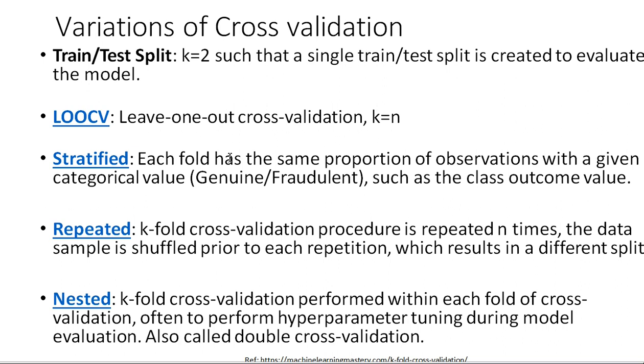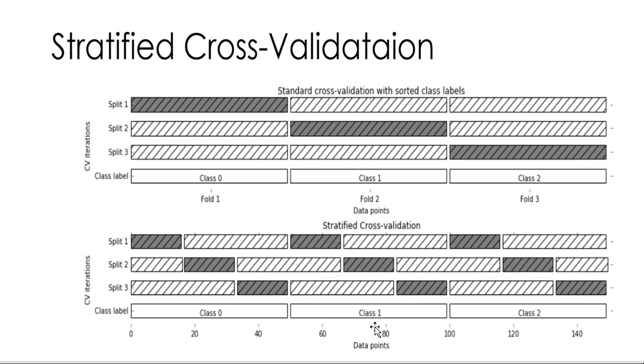Repeated cross-validation: the k-fold cross-validation procedure is repeated n times. The data sample is shuffled prior to each repetition, which results in different splits. Then we have nested cross-validation, where k-fold cross-validation is performed within each fold of cross-validation. Here we are performing k-fold in each and every fold. It is often used to perform hyperparameter tuning during model evaluation, and is also called double cross-validation. Here we are doing cross-validation inside cross-validation. Here we can see the diagram representing stratified cross-validation.